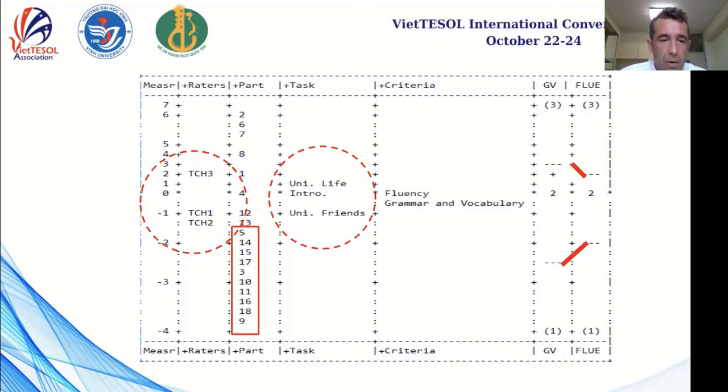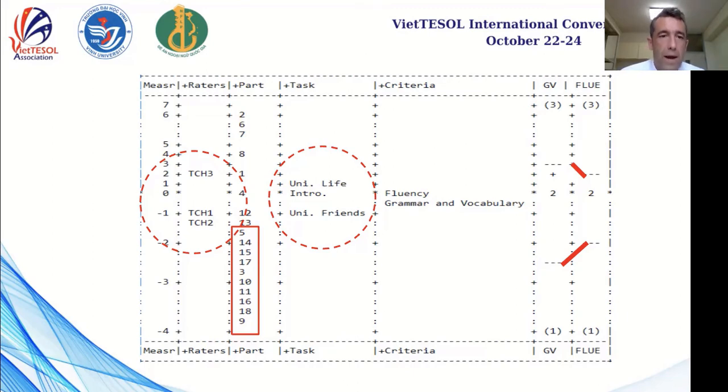So, for example, over here on the left, in the raters facet, we can see that teacher 3, TH3, is generally more lenient than teachers 1 and 2. So the TCH equals teacher. This could be an indication that either teacher 3 or assessor 3 is grading too leniently, or that the other 2 assessors are grading too harshly relative to the others. And we will need to collect more data to verify this.